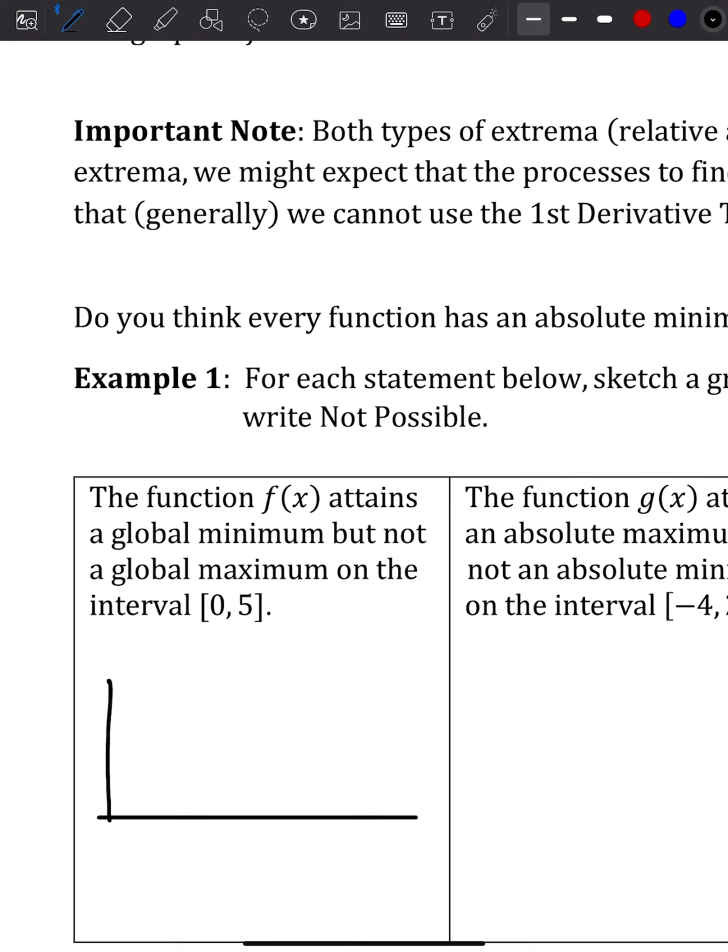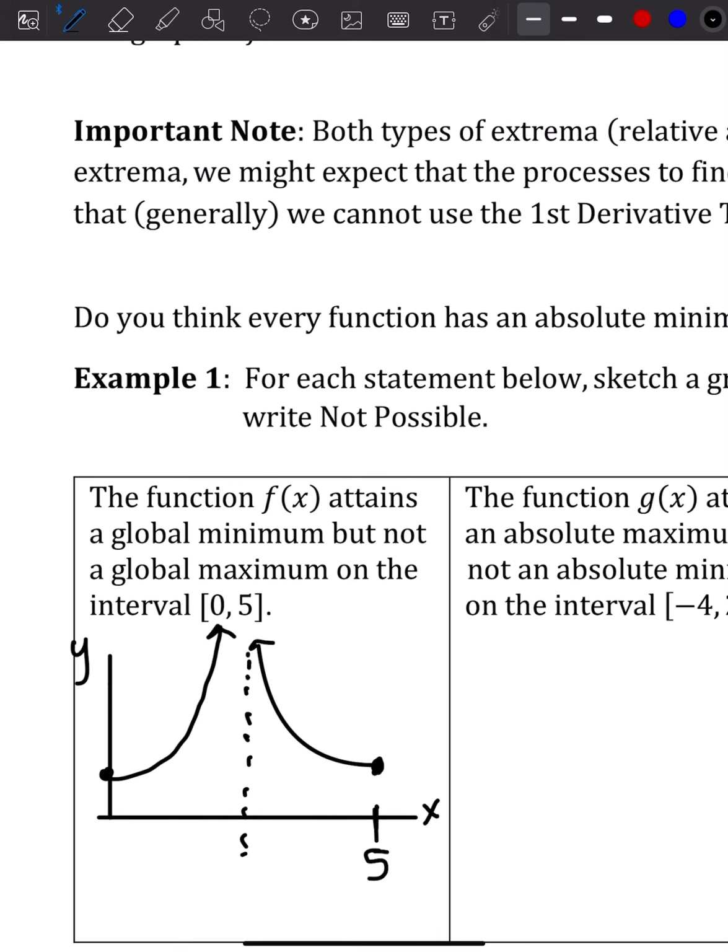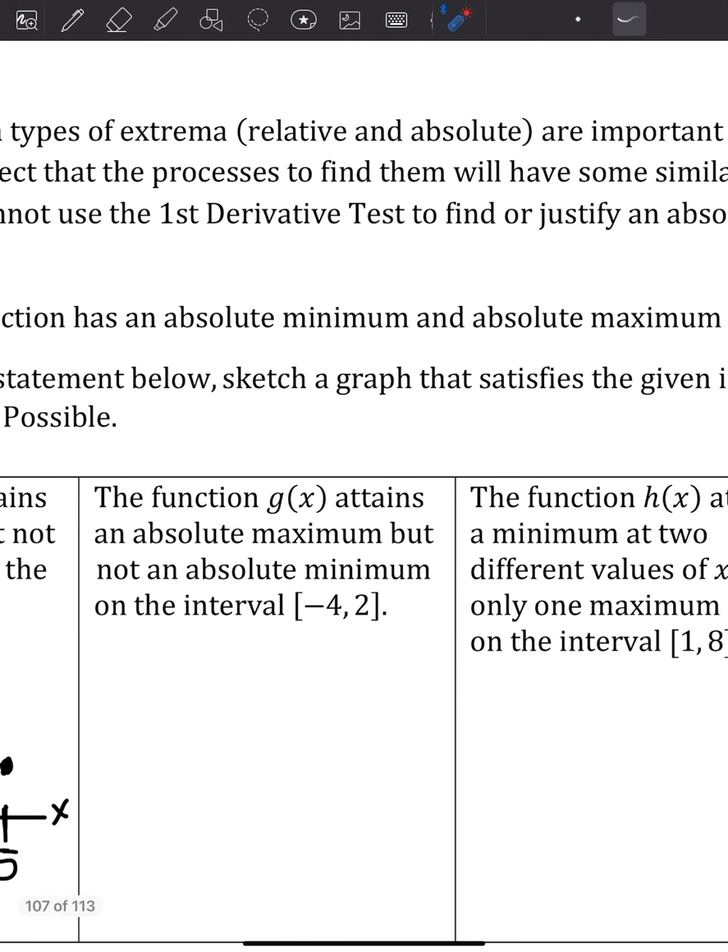So we're going to draw a graph. In order to not obtain a maximum, we're going to generally have some sort of asymptote. So if I have some asymptote here, on 0 to 5, that just means we need to be going upwards on both sides when we end at 5. So this function, if I look here, has a minimum, but because it's going on forever up here, we have no maximum, at least globally.